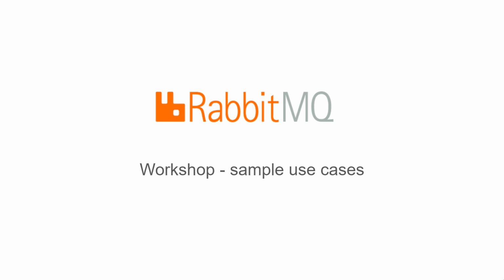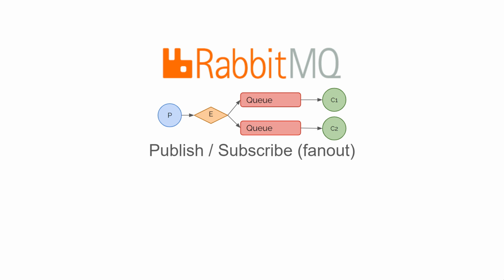Hi, in the previous lecture, we created a simple queue and work queue. The assumption behind a work queue is that each message is delivered to exactly one consumer. In this lecture, we will do something completely different because we deliver the same message to multiple consumers. This pattern is known as publish-subscribe.